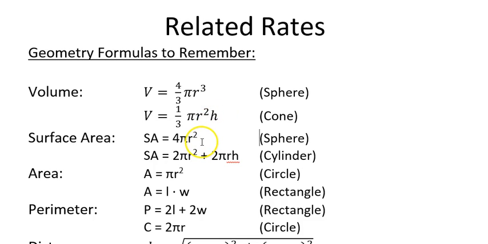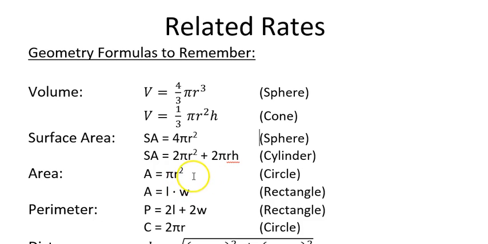Surface area, you'll notice the sphere, if you happen to remember the volume, the surface area is the derivative of the volume. So it's 4 pi r squared. And then a cylinder happens to be two circles, so 2 pi r squared plus 2 pi r h, which was the lateral area.